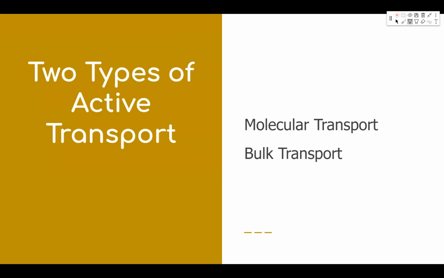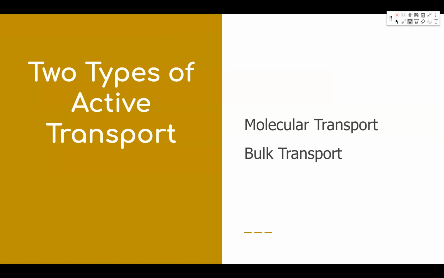All right. Two types of active transport. There are two big categories of active transport. Just like with passive transport, we had diffusion and facilitated diffusion. With active transport, we have molecular transport and bulk transport. Both of these are types of active transport. I want to talk about them both. So, these are our two big categories. And I will help y'all organize these in your head at the end of the class. If you don't get these, they will be the titles for the next two slides.